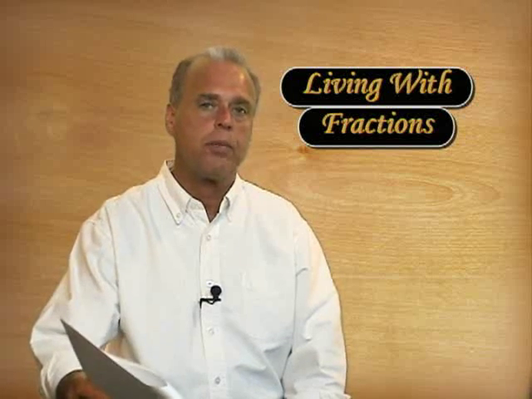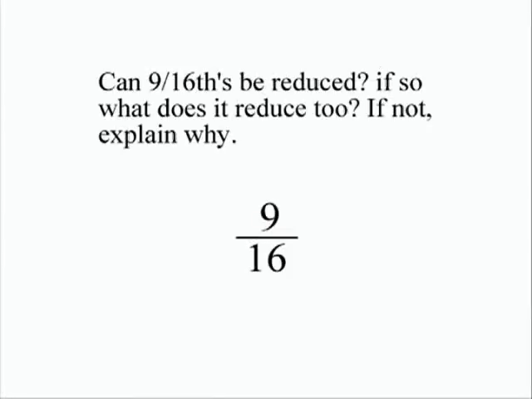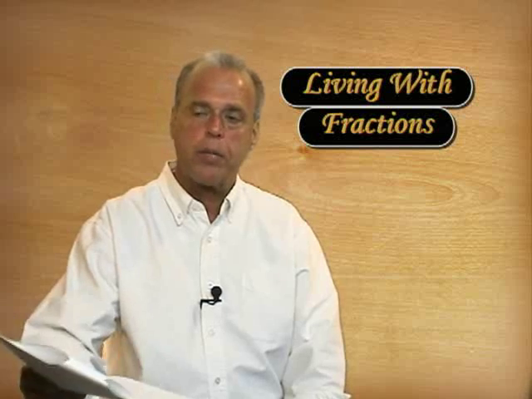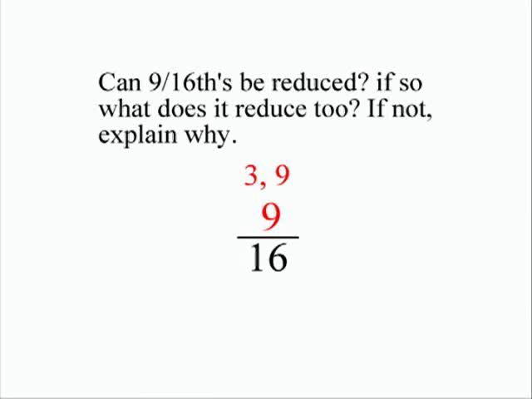Now let me ask you a question. Can 9/16 be reduced? If so, what's the answer? If not, tell me why. Let me think. Well, no, it can't be reduced. That's right. Now explain to me why it can't be reduced, Irving. 3 and 9 are all the numbers that divide evenly into 9. And 2, 4, 8, and 16 are all the numbers that divide evenly into 16. And as you can plainly see, there are no common numbers that will divide evenly into 9 and 16. So 9/16 is already in its smallest form.